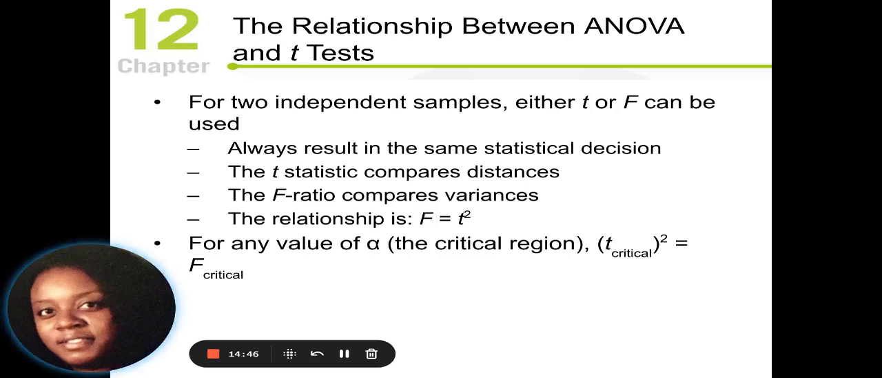For two independent samples, either t or capital F can be used. It always results in the same statistical decision. The t statistic compares the distances, while the F ratio compares variances. And the relationship is capital F equals t squared. For any value of the critical region, we'll also have t critical squared equals capital F critical.